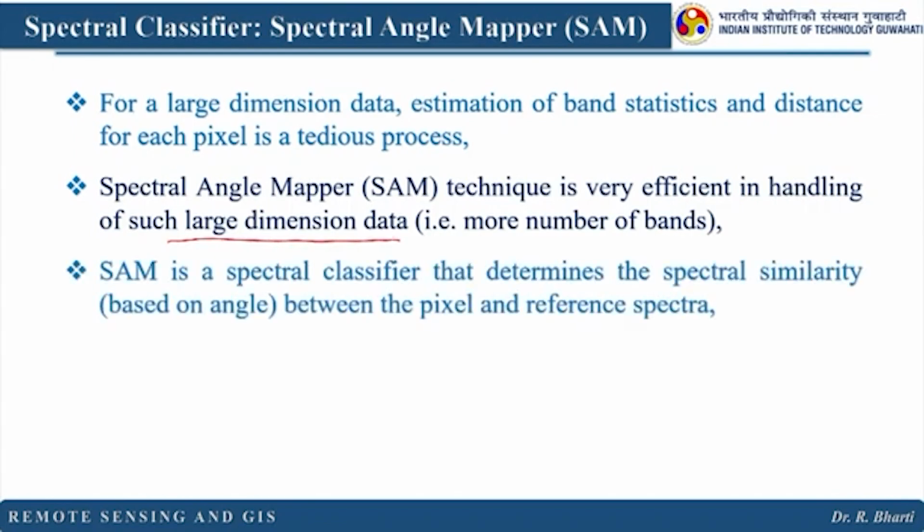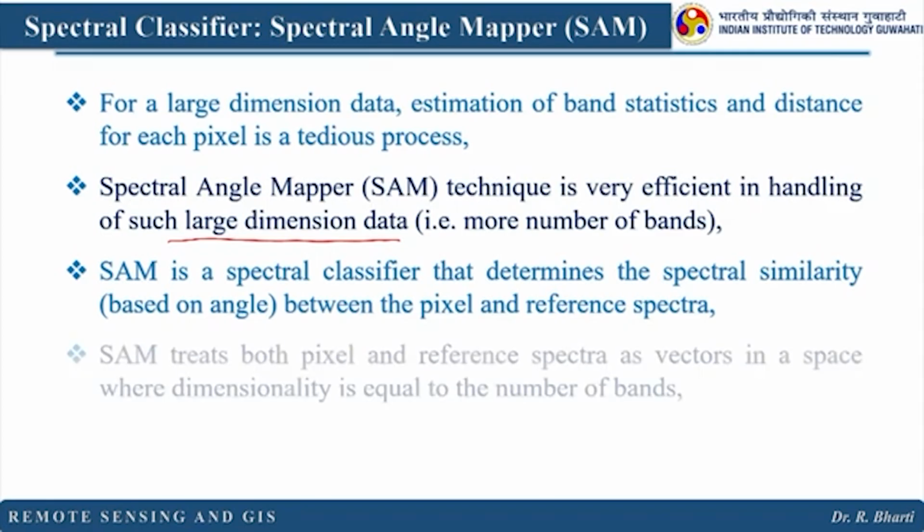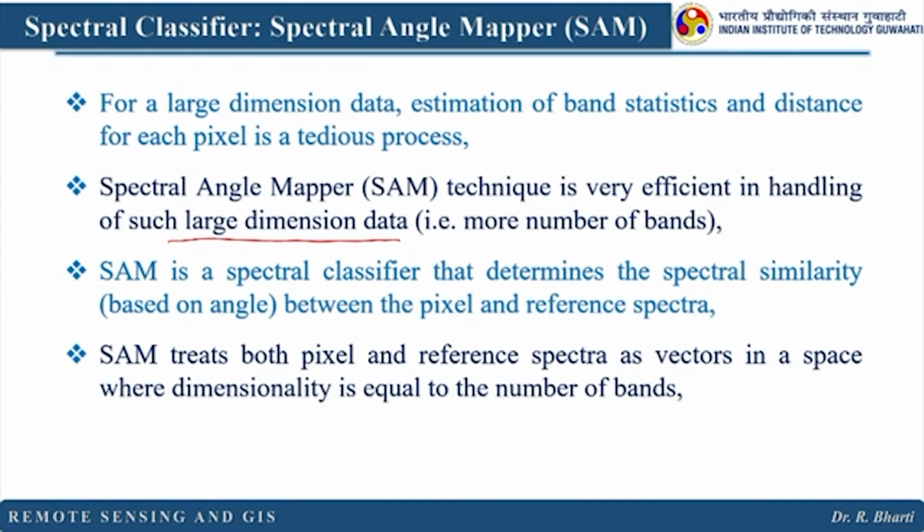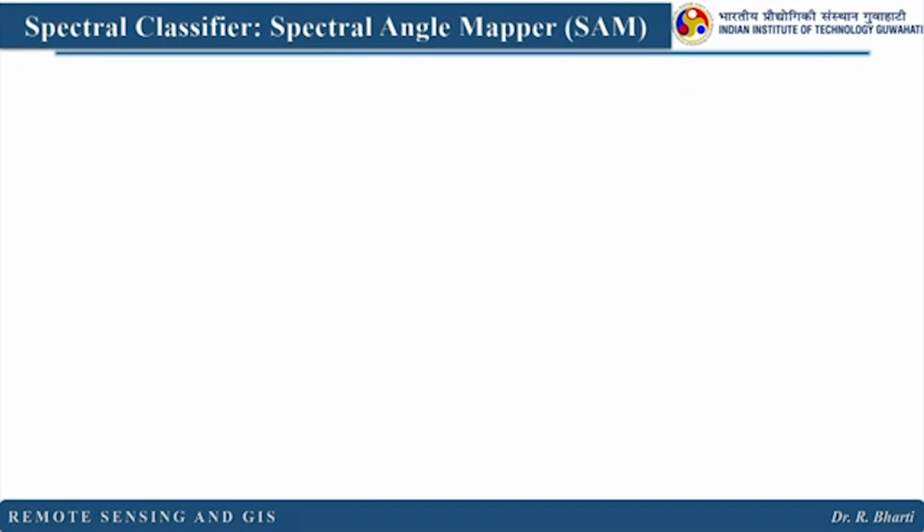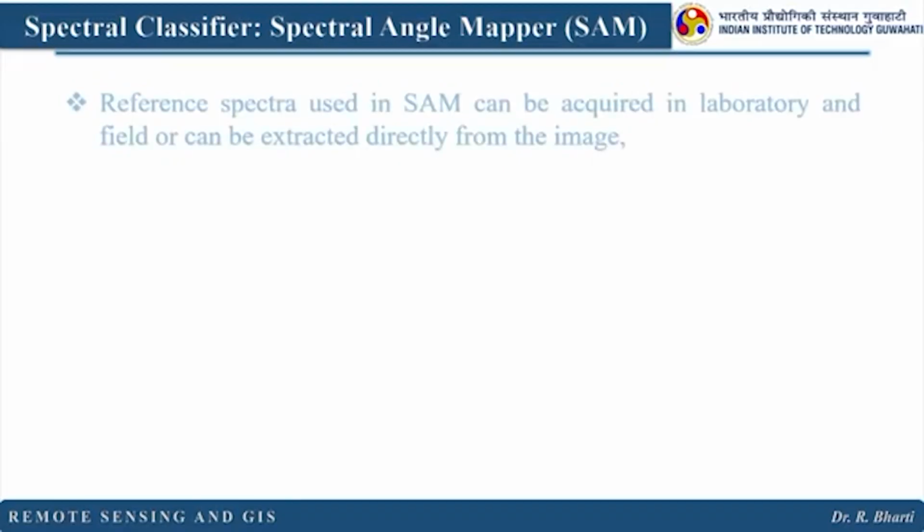SAM is a spectral classifier that determines the spectral similarity based on the angle between the pixel and the reference spectra. How? Let us understand in the next slide. SAM treats both pixel and reference spectra as vectors in a space where the dimensionality is equal to the number of bands. So how exactly are we doing this? In SAM classification, the reference spectra which we will be using can be derived from the laboratory or field, or can be estimated or identified from the image.